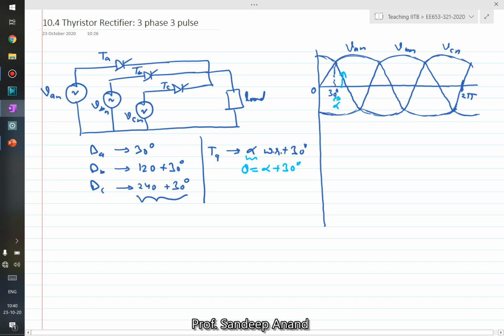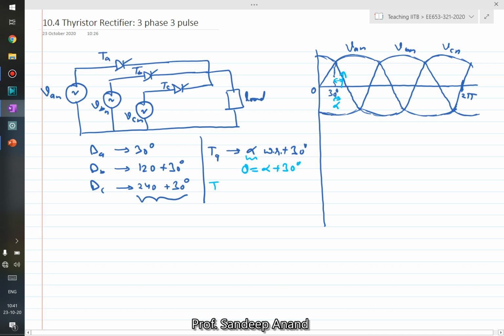Is that okay? So the firing angle is always defined in this case with respect to the point at which a diode would have naturally started conducting, if there would have been a diode, right? So if you see here, alpha is this difference, right? By default, if the problem says firing angle is 10 degrees, that means TA is fired at 10 plus 30 degrees, right? So that's how we define alpha in this case.